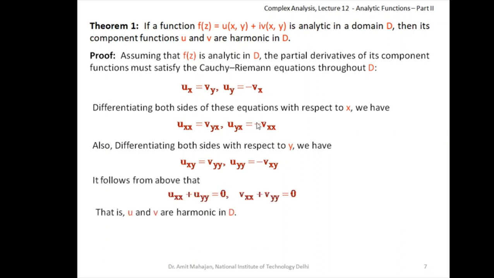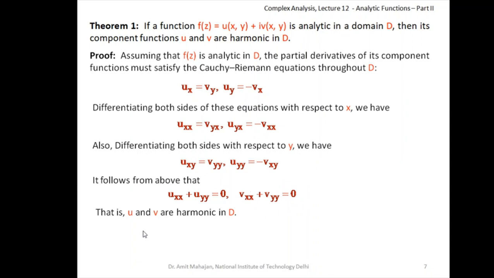And similarly, in the second and fourth equations, if I substitute u_xy here, then because u_xy and u_yx are the same, v_yy is minus v_xx, and so it gives that v_xx plus v_yy is 0. So the second derivative of u with x plus the second derivative of u with y is 0, which means u is a harmonic function, and the second derivative of v with x plus the second derivative of v with y is 0, which means that v is a harmonic function.